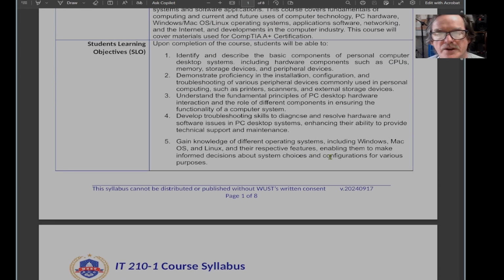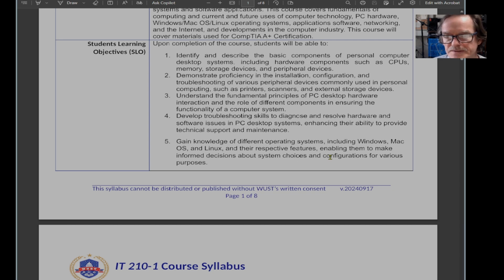What do you want to learn here? Let's see. Student learning objectives. Identify the basic components of computers, focusing on desktop computers. Proficiency in installing, configuring, and troubleshooting equipment. Fundamental principles of how the hardware works together and what you need to build a good functioning system. Because just because the pieces all go together and the computer might turn on doesn't mean you have built the best system.